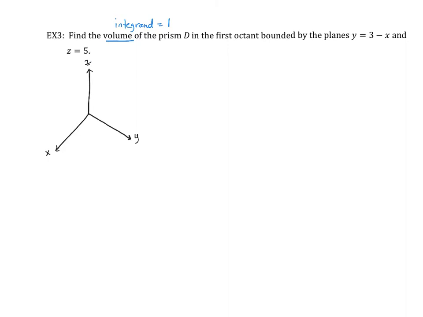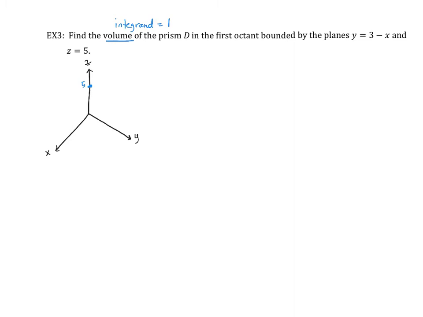Okay, we're looking at the first octant, so x and y are greater than or equal to 0. My z values go from 0, because it's first octant, to, notice that it's bounded by the plane z is equal to 5. So I'll just put a 5 here. And there's going to be some plane. That's where it's going to stop. Now, it's also bounded by the plane y equal to 3 minus x. So that's going to be a vertical plane.